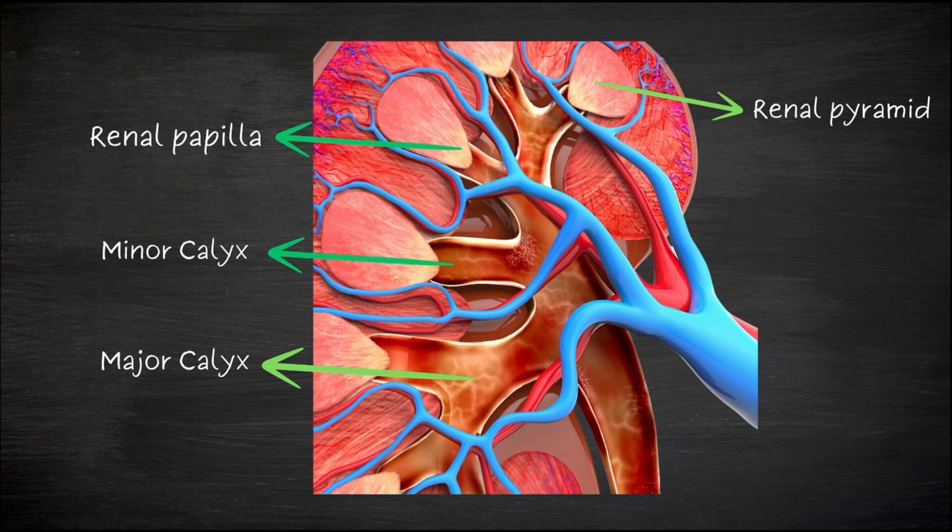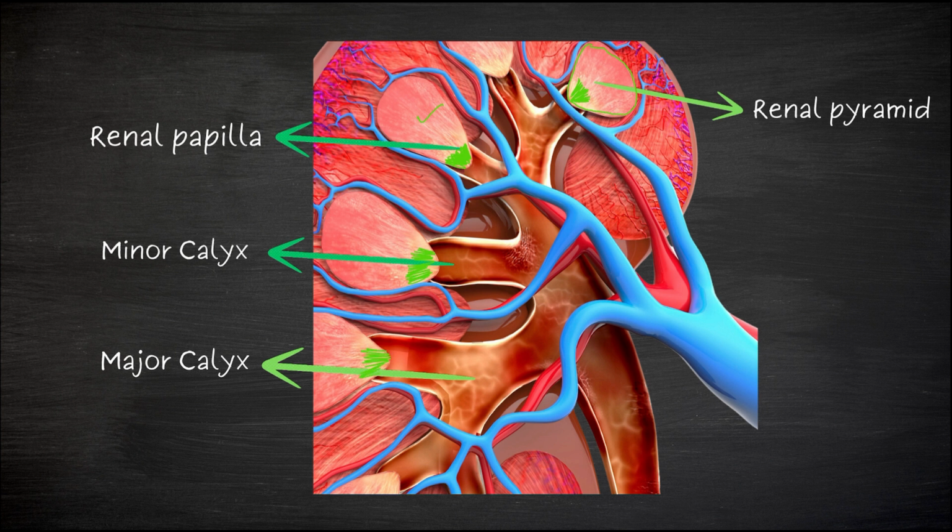In this diagram, we can clearly see this structure is the renal pyramid. This end, this part I am shading with green color, is called the renal papilla. So these are the renal papillae.